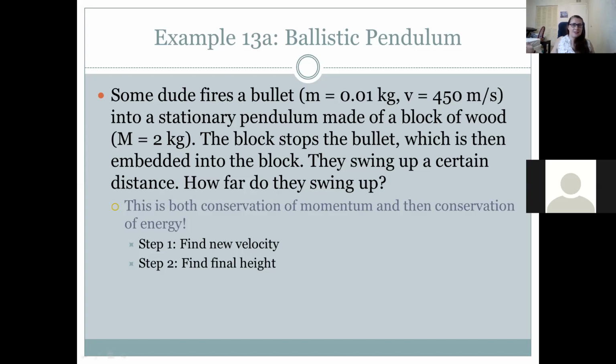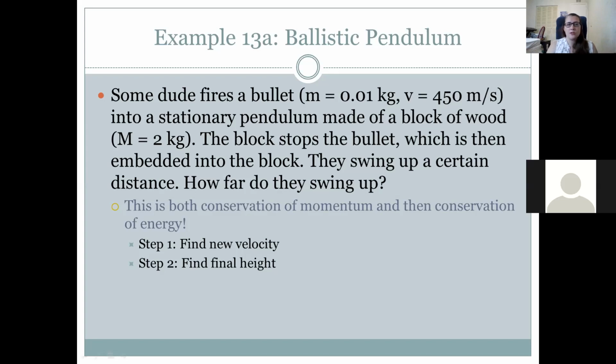I just have said multiple times, you don't use conservation of energy. Kinetic energy is not conserved for a perfectly inelastic collision. But we are going to have to use conservation of energy in this example to figure out how high it goes. So it's kind of a weird thing to think about, but it's not contradictory that I'm saying that.